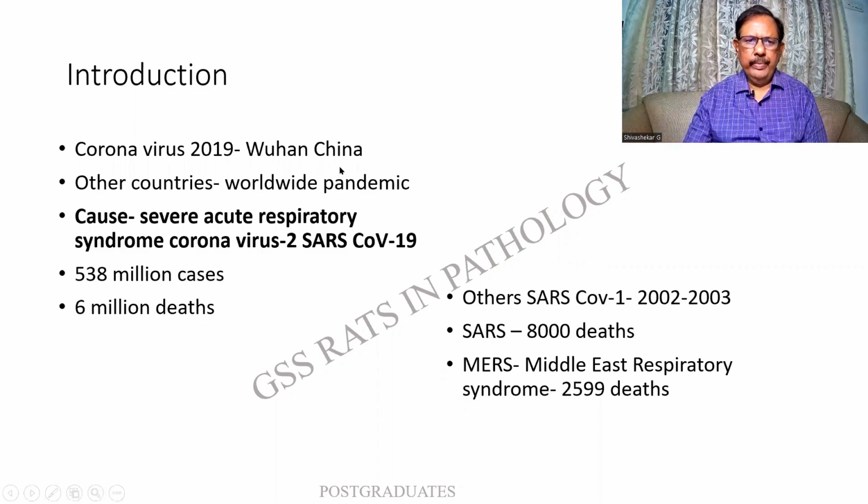Coronavirus, Wuhan, China, other countries, worldwide pandemic. There was a severe acute respiratory syndrome with coronavirus 2, or COVID-19. Several million cases were there and 6 million deaths have also been recorded, or even more. Many of the statistics pertain to the European countries and UK, whereas in MERS the death rate was very low, and SARS-1 or COVID-1 also is quite low.